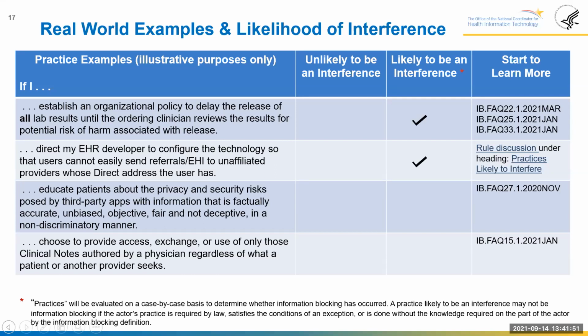Okay. If I educate patients about the privacy and security risks posed by a third-party app with information that is factually accurate, unbiased, objective, fair, and not deceptive, in a non-discriminatory manner. I apologize for how that question is phrased. We phrased it as precisely as we did, but yes, the answer is that is unlikely to be an interference. If you want to see more about that in writing, please look up IB FAQ number 27. We said, as long as it's factually accurate, unbiased, objective, fair, and not deceptive, so you're not doing this in a discriminatory manner, then just making sure patients understand that there are privacy and security risks is not in itself an interference.